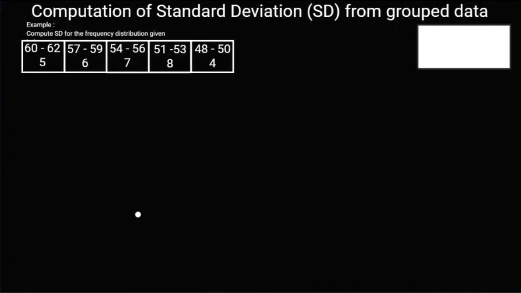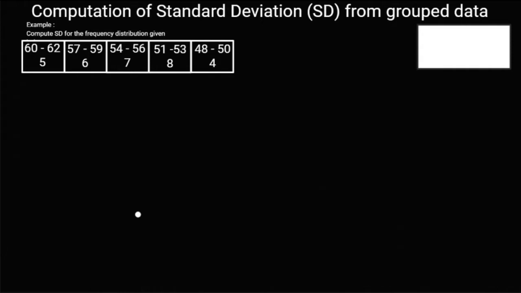In this video today we are going to learn computation of SD from group data. But firstly we need to know what we mean by standard deviation. Standard deviation is defined as the square root of the average of the squares of the deviation of each score from the mean. So let's get started.